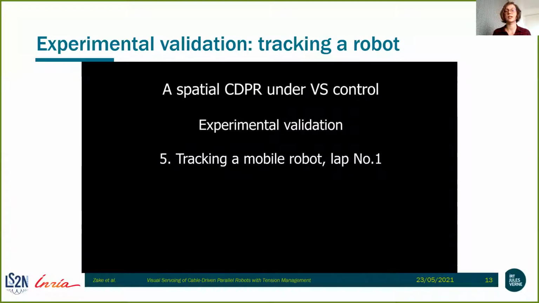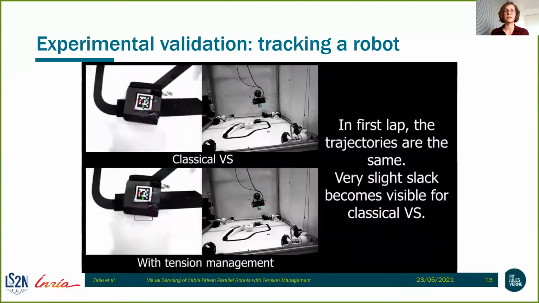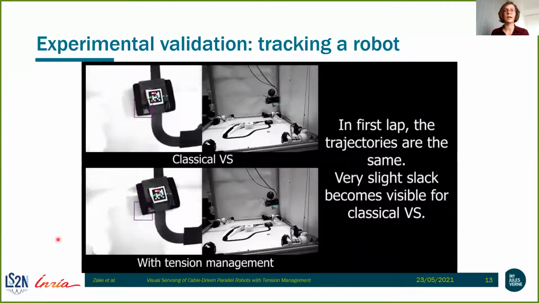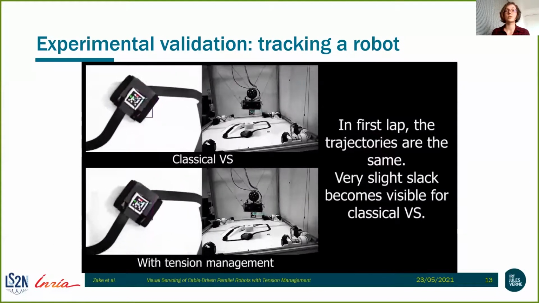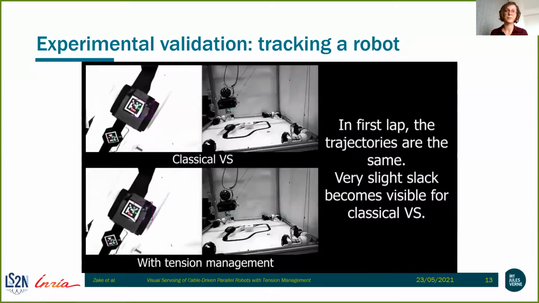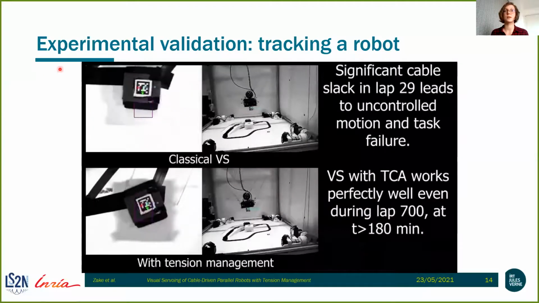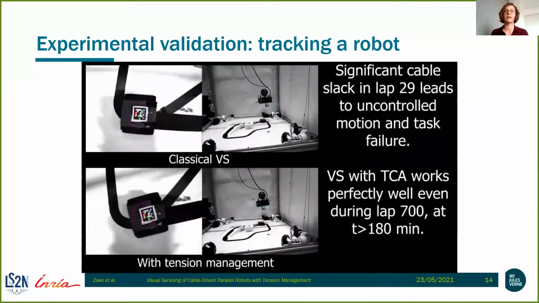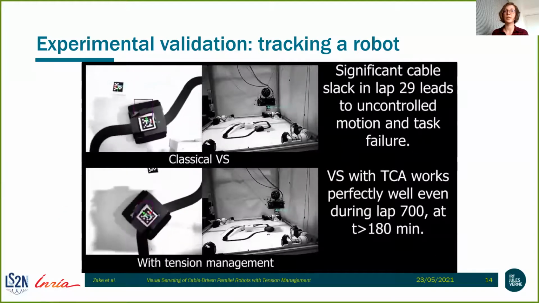We also did a second set of experiments with tracking a mobile robot. Now you can see the first lap where the classical visual servoing and the one with TCA were tasked with following this mobile robot that you can see. And of course, in the first lap, there is almost no difference between the 2 behaviors. However, when we get to the last lap, in each of these experiments, which was lap 29 for classical visual servoing and lap 700 for the one with tension management, the behavior is quite different.